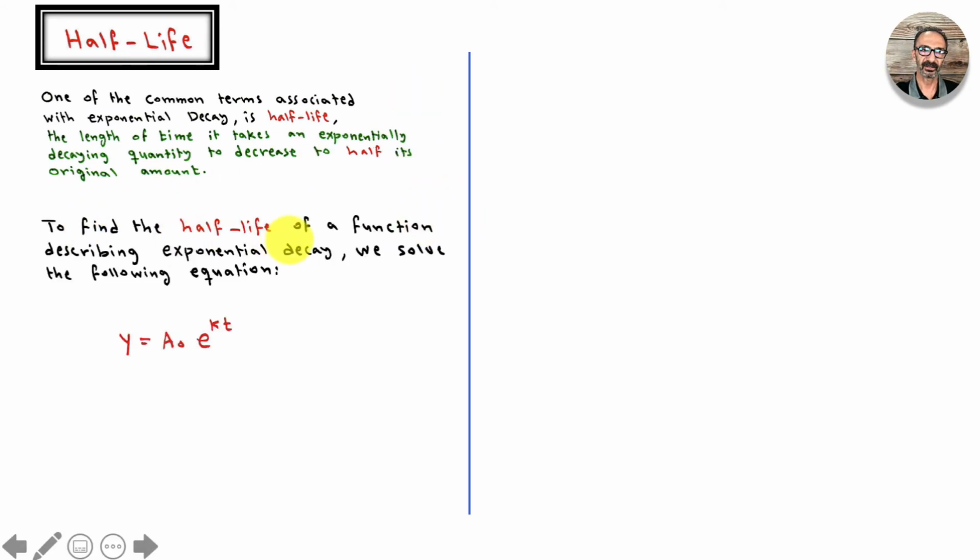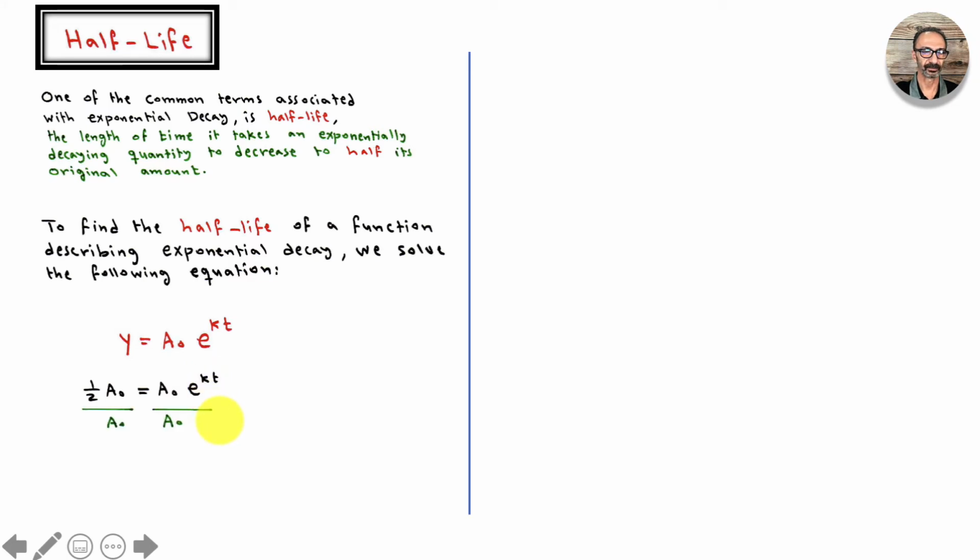To find the half-life of a function describing exponential decay, we solve the following equation. We're going to consider that the initial amount is a sub 0, but the output is half of that. Here we go. You see that? That's called the half-life concept. We start with 20, this becomes 10. We start with 50, this becomes 25. We're going to solve for t.